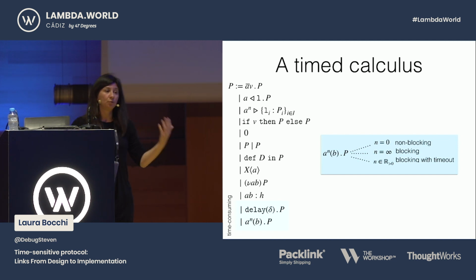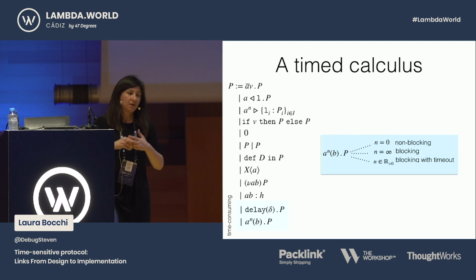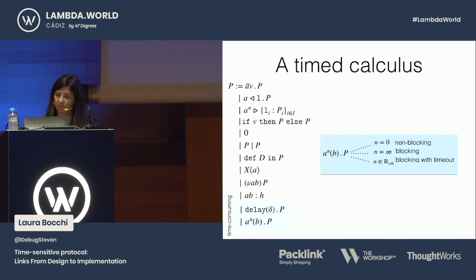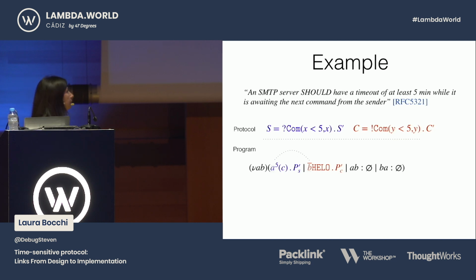You can set n to any real number, and then you have a primitive that, if the message is received by the timeout, continues as P, otherwise throws an exception. Let's make an example. Let's look at a snippet of the SMTP specification.